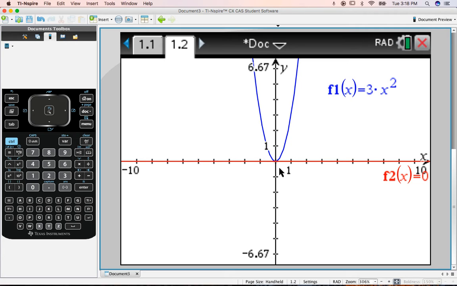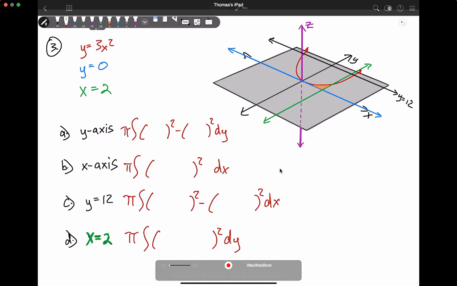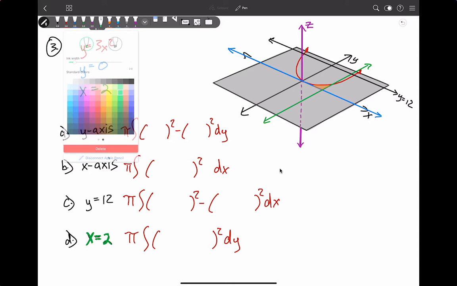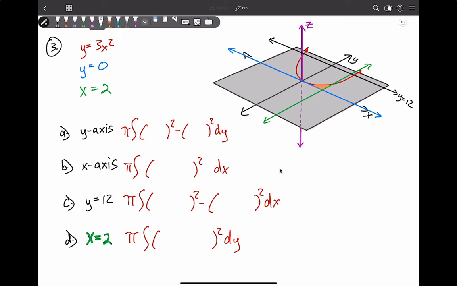Okay, so what we're going to do is, for this first one, let's go back to the drawing. When we rotate this about the y-axis, we need to develop what is big R, what is little r, and so on and so forth. So I'm going to show you how you should draw this, and I wanted to show you in real time, not already having it drawn.